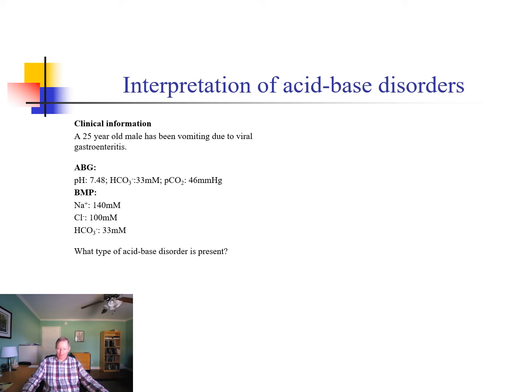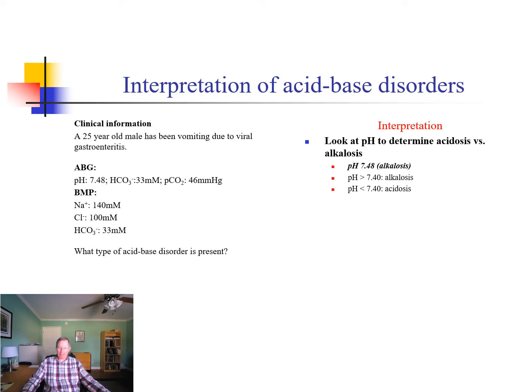How do you do that? Well, the first thing that you do is you look at the pH, always the first thing. If the pH is less than 7.40, we have an acidosis. If it's greater than 7.40, it's an alkalosis. If it's 7.40 exactly, then it may have no acid-base disorder, and I'll touch on that a little bit later on.